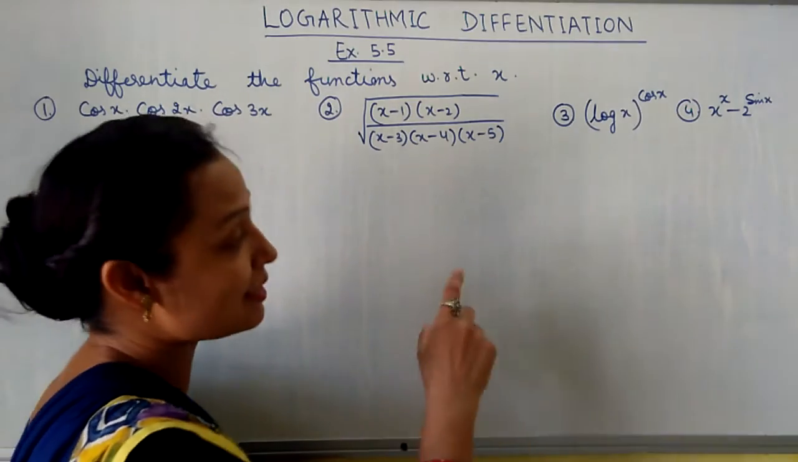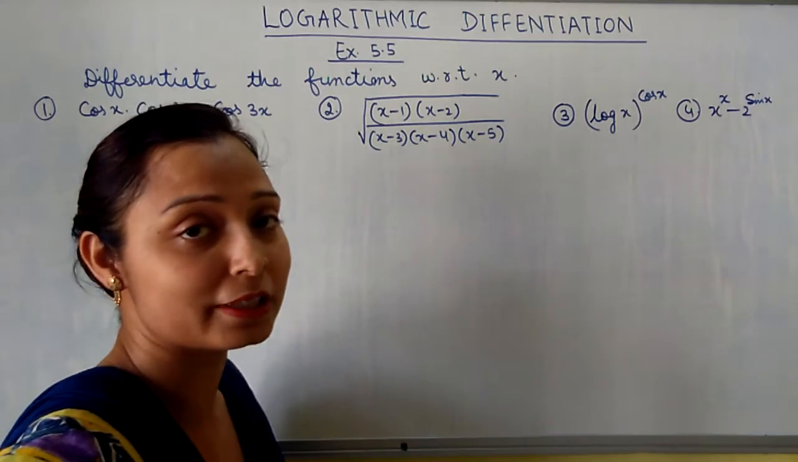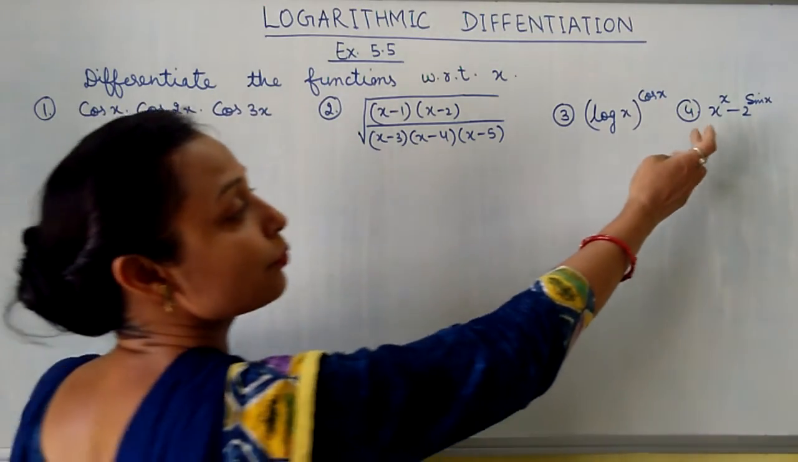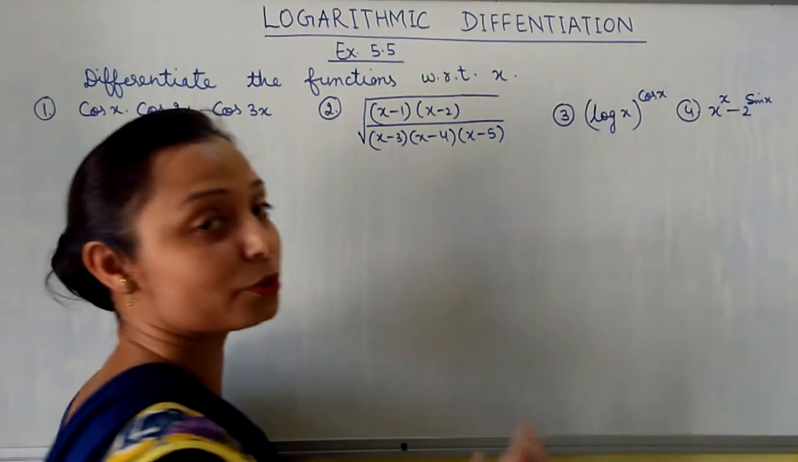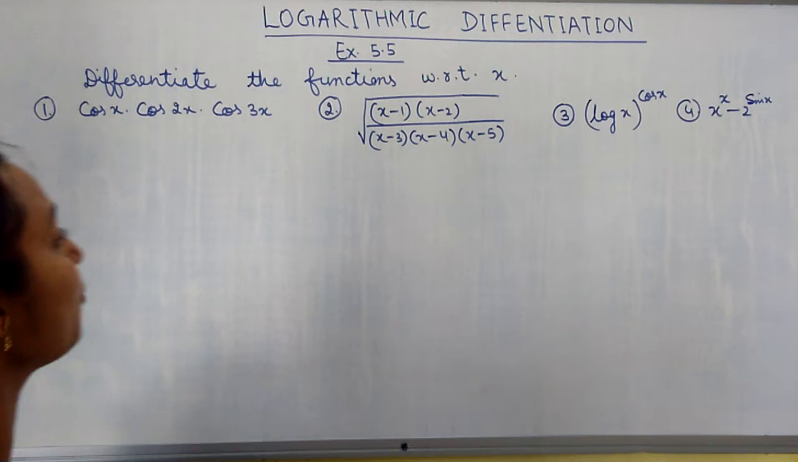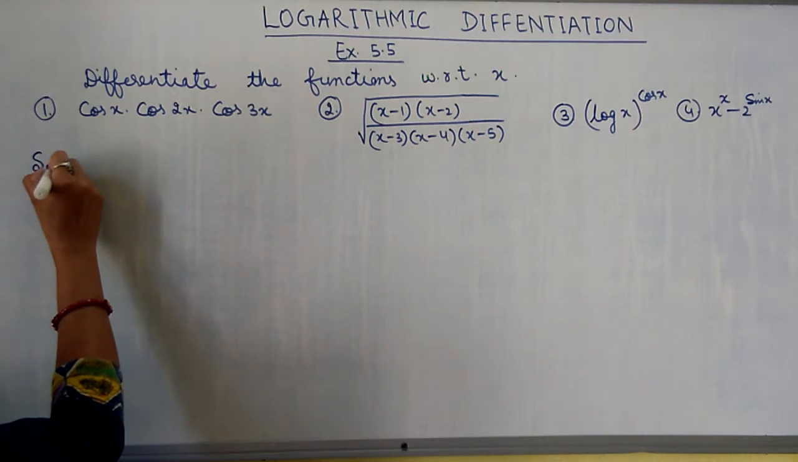This type of question is also done by the logarithmic differentiation, and in the fourth part there are 2 parts given and you can do it by u and v. So how can you solve? Let's start with question number first. How can we solve question number first?